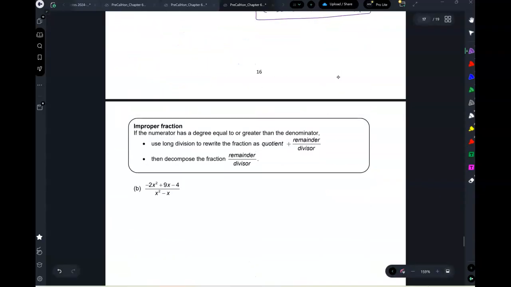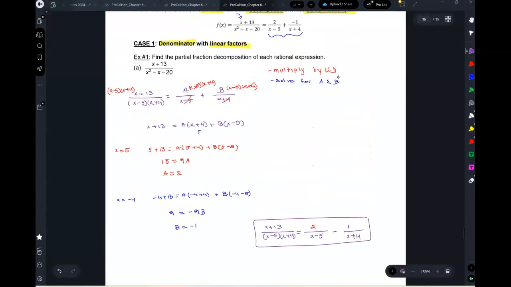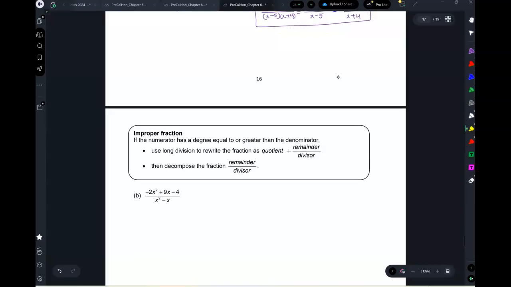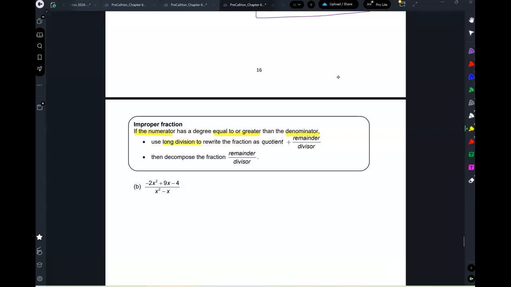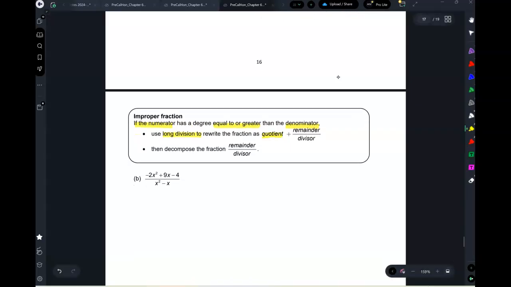Okay, let's do another one. Now, what if you have an improper fraction? In this case here, we didn't have an improper fraction. Why? Because the degree in the numerator was less than the degree in the denominator. An improper fraction is when the degree in the numerator is equal to or greater than the denominator. In this case, we have to do long division to write the fraction in this form, and then you have to decompose the fraction.